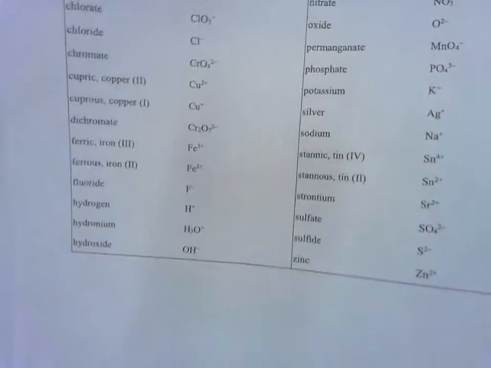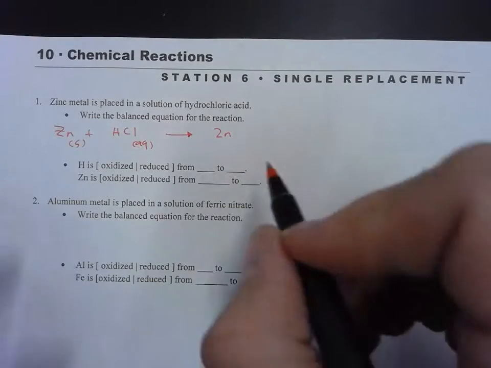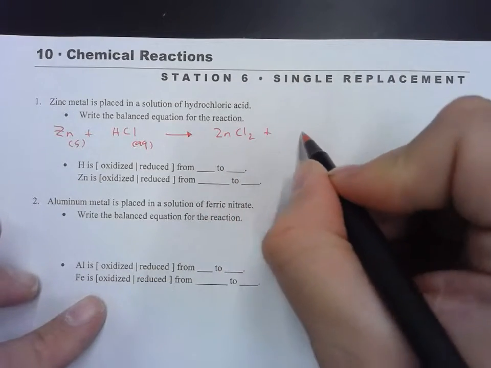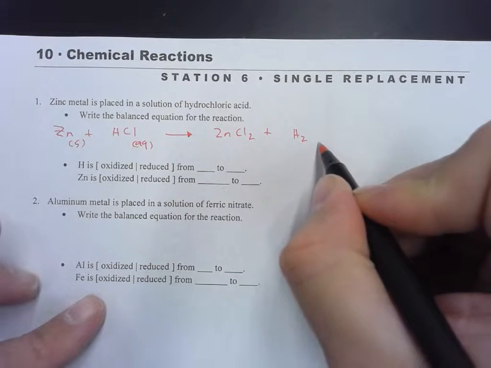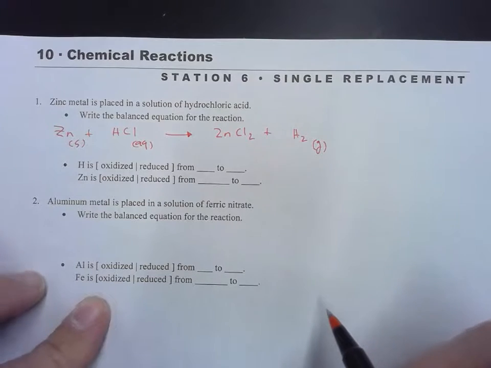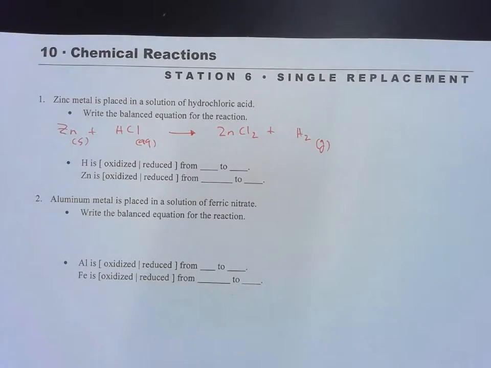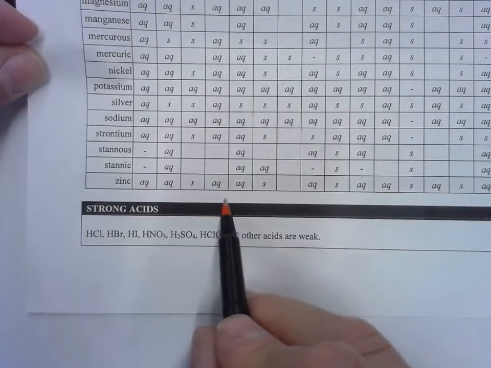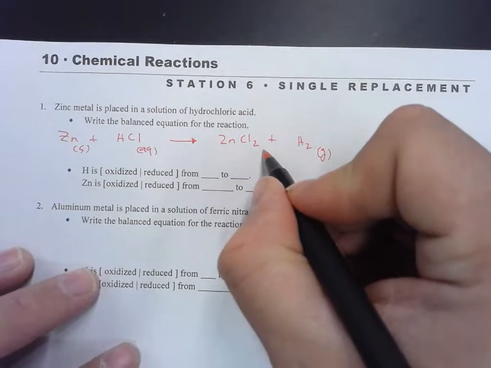This is the part that might throw you. Zinc forms a +2. So zinc chloride, ZnCl2, plus H2 gas. And zinc chloride is going to be, if I'm not mistaken, aqueous, but let's double check. Zinc chloride is aqueous.